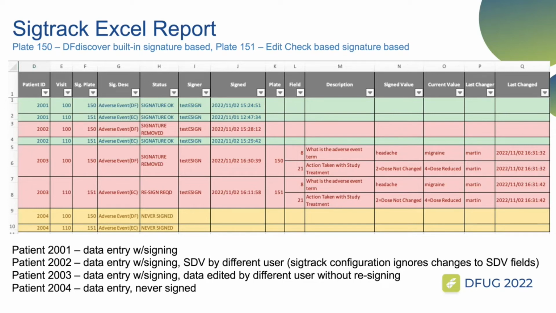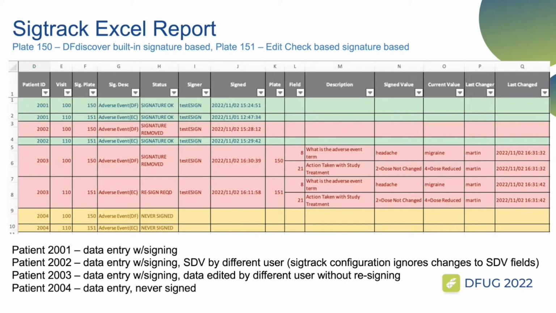In patient 2003, we have data entry with signing, and then I came along and I changed the data values on the form. So in both cases, they're red because something needs to happen. In the first case, the signature was removed, and in the second case, SIGTRAC has identified that the signature is still there because the field wasn't cleared, but it says that the signature is no longer valid and it needs to be re-signed. Otherwise, they're the same, so the data changes were both the same.